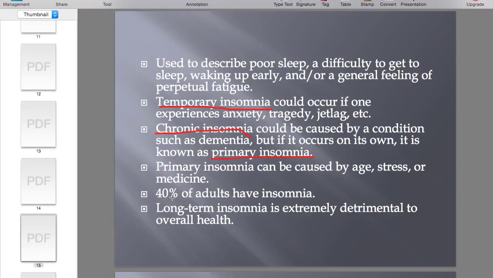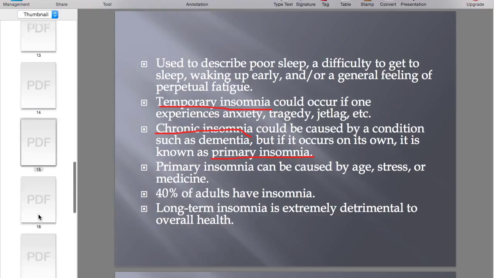40% of adults have insomnia. That's a shockingly large number for me when I found out about that. And long-term insomnia, just not getting enough sleep, it's really detrimental to overall health. Your mental health, your brain gets really damaged by that, and also your physical health.